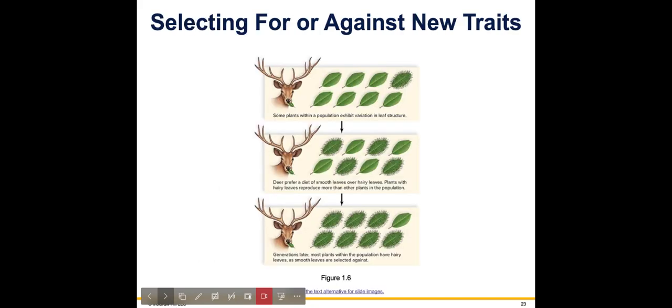Here's a great example from your textbook. Here's a deer, and they eat these leaves. And as we see, there is a bunch of leaves that don't have spiky thorns, but then there's a mutation that gives this plant spiky leaves. And as we see, the deer likes to eat the smooth leaves, not the spiky leaves. So the deer is going to get rid of some of those smooth leaf plants, eat them up. They don't reproduce, but the spiky leaf plant does. And then over time, what we see are more leaves with the spiky spines because that is the best trait for that environment.